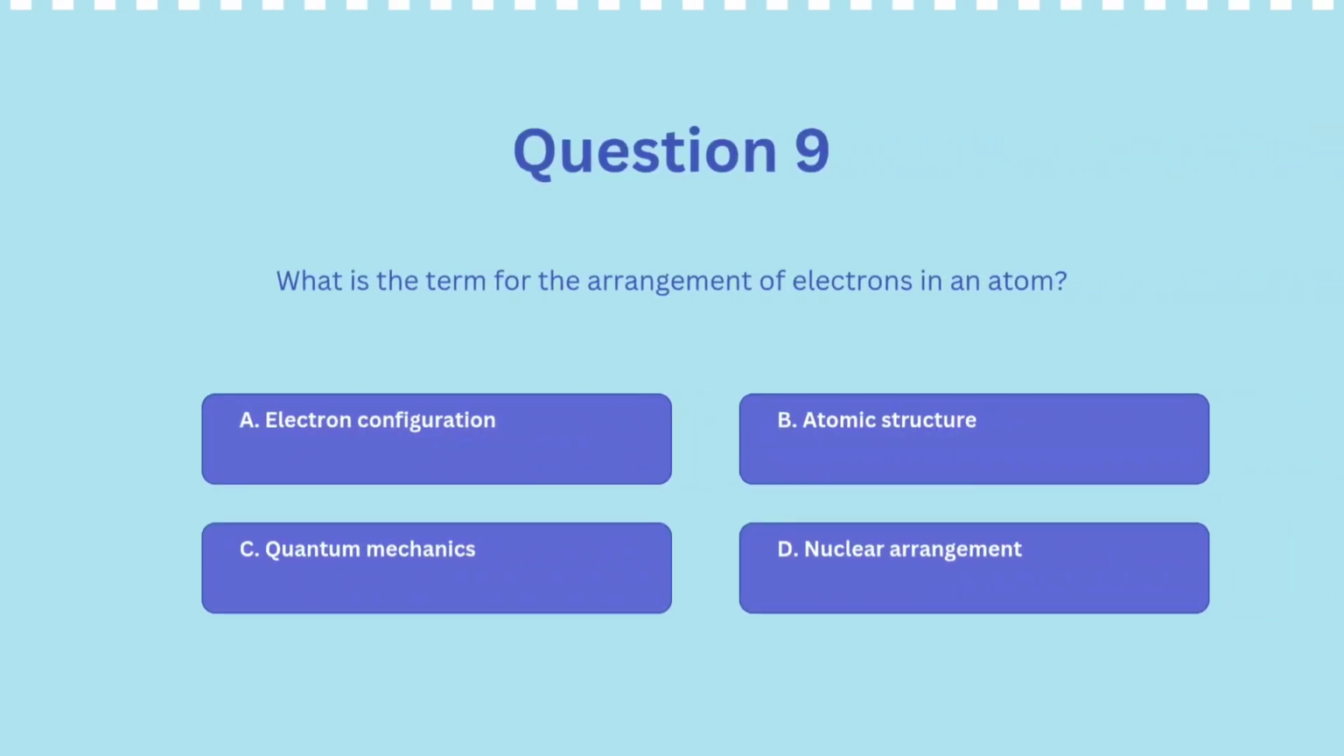Question number 9. What is the term for the arrangement of electrons in an atom? Option A, electron configuration. Option B, atomic structure. Option C, quantum mechanics. Option D, nuclear arrangement.